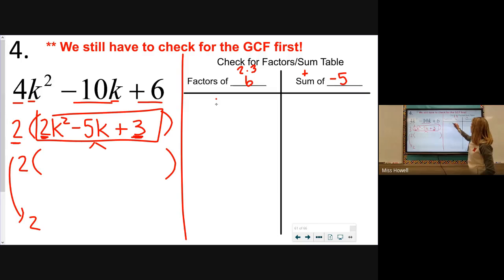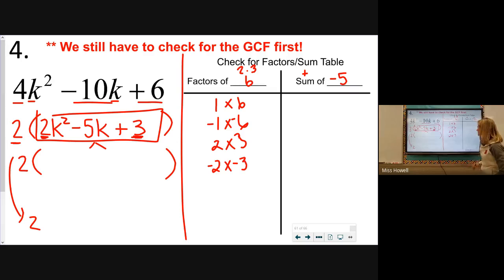1 times 6, negative 1 times negative 6, 2 times 3, and then negative 2 times negative 3 would be our options here. Remember, a positive times a positive and a negative times a negative would give us a positive result up there. 1 and 6 is 7. That's a fail. This one would be negative 7. This is 5. So down here, that's our good one.